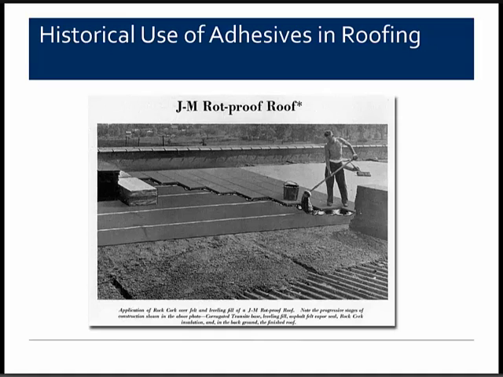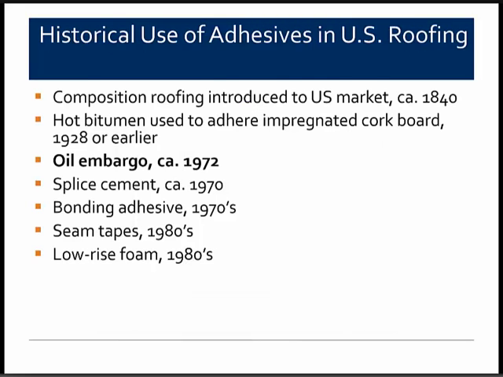I did a little research into the historical use of adhesives in roofing, particularly in the United States market. Around the Civil War time period, composition roofing was first introduced in the Midwest. The earliest use of adhesives in the roofing industry we could find, other than the bitumen to stick the various felts together, was around 1920, where we found information that impregnated corkboard was set in hot bitumen, mainly in ice warehouses and other buildings that needed to be kept cold for as long as possible.